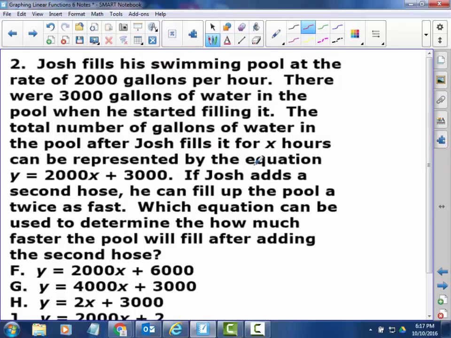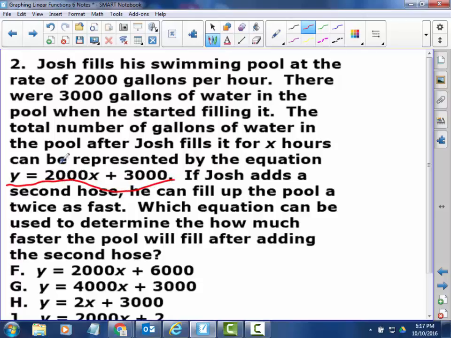Josh fills a swimming pool at the rate of 2,000 gallons per hour. There were 3,000 gallons of water in the pool when he started filling it. The total number of gallons of water in the pool after Josh fills it for X hours can be represented by the equation y equals 2,000x plus 3,000. Okay, let's just stop there for a moment and pull these things together. This is a nice, lovely equation, but where did it come from?